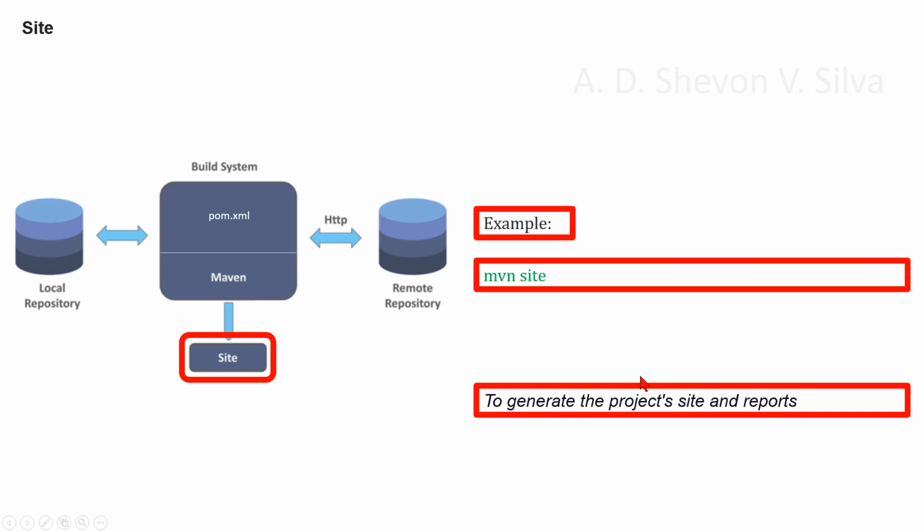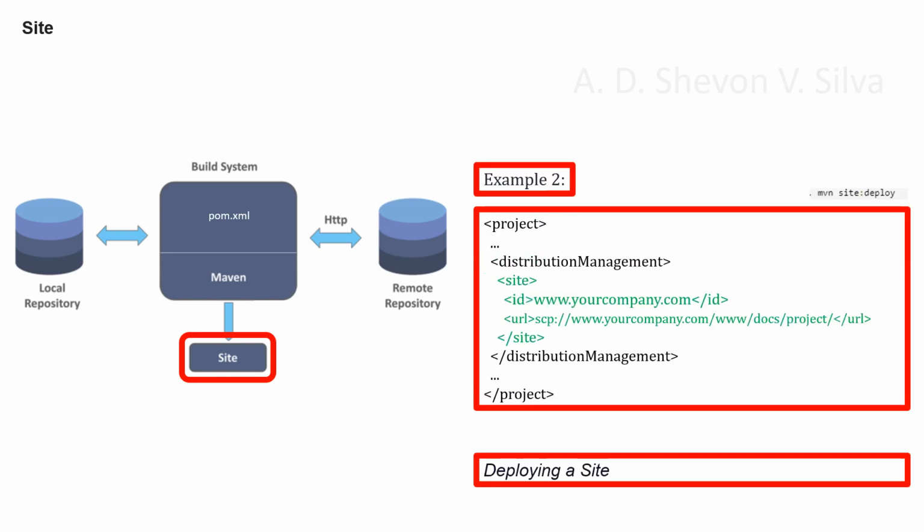As an example, we can consider Maven site. This is to generate the project site and reports. By default, the resulting site will be in the target/site/ directory. Here you can consider deploying a site. To be able to deploy a site, you must first specify where the site will be deployed. This is set in the distributionManagement element of the POM shown here.